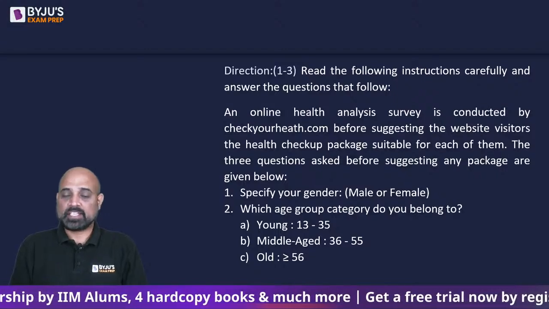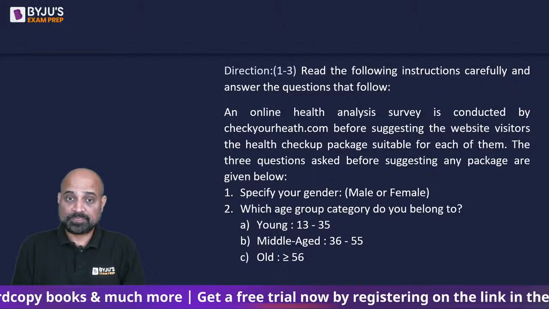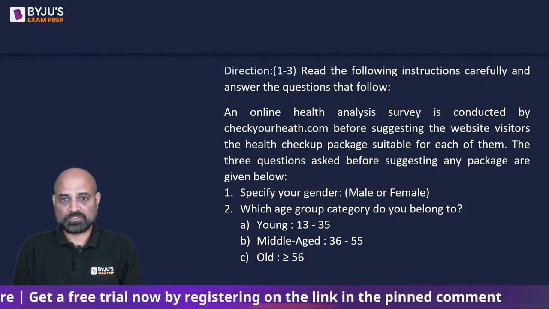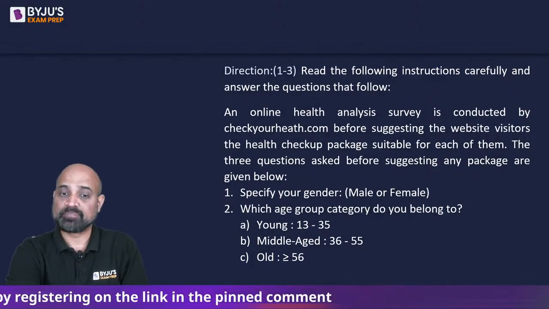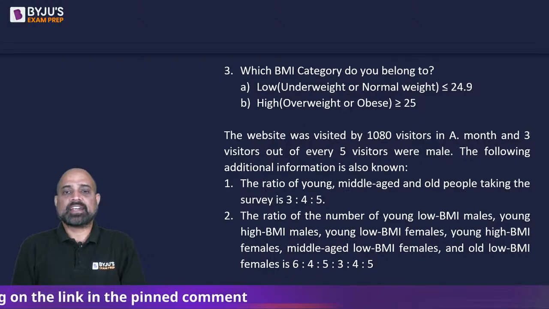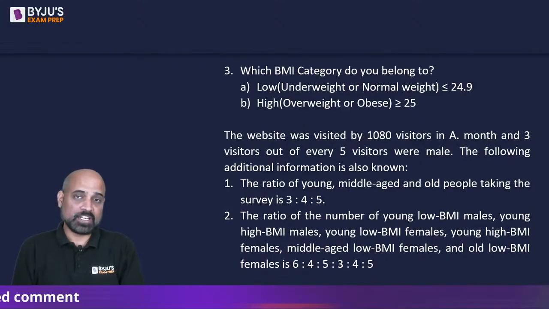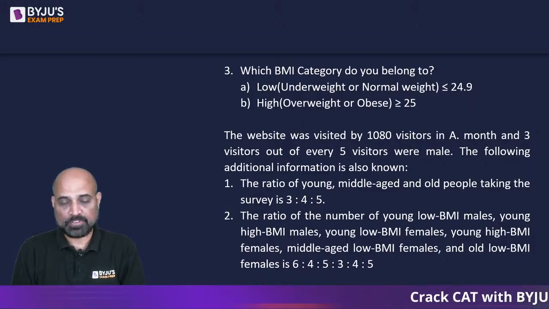The 3 questions asked before suggesting any package are given below. Specify your gender. Which age group category do you belong to? 13 to 35, 36 to 55, and greater than or equal to 56 for young, middle aged, and old. And which BMI category do you belong to? Low is for less than or equal to 24.9, which is underweight or normal weight, and high, overweight or obese, is greater than or equal to 25.